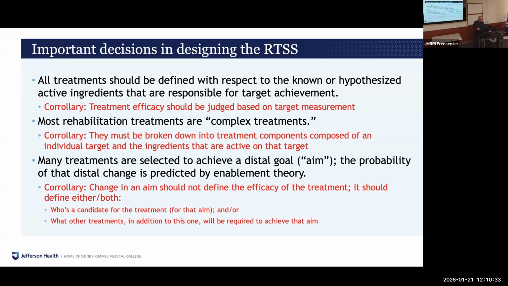Thirdly, many treatments are selected to achieve a distal goal, which we call an aim, but the probability of achieving that goal is, as I mentioned, predicted by enablement theory, not by treatment theory. So we shouldn't use that to judge treatment efficacy. If we need to think about downstream effects, we need to think about who are the people likely to experience a given downstream effect from a treatment, and or what other treatments would be needed so that many people could achieve a downstream effect. So maybe I need to do language therapy and social skills training in order to impact employment, hypothetically.